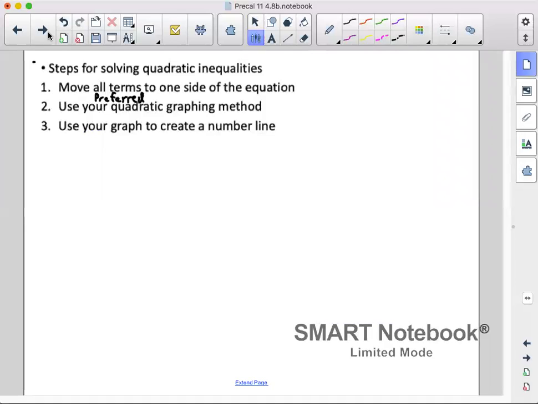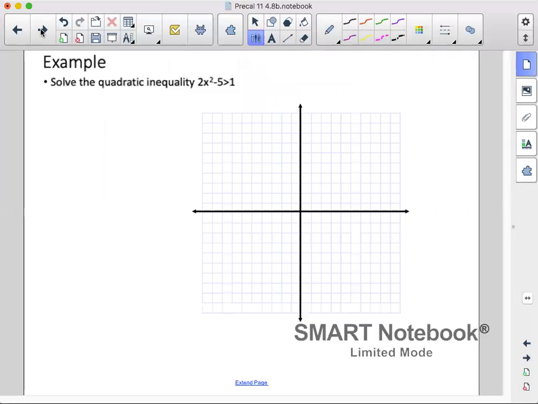Now, steps for solving quadratic inequalities. We move all terms to one side of the equation and then use your preferred quadratic graphing method, whether it's factoring and finding your x-intercepts or using vertex form. We then use our graph to create a number line. So, solve the quadratic inequality 2x squared minus 5 is greater than 1. So move everything to one side.